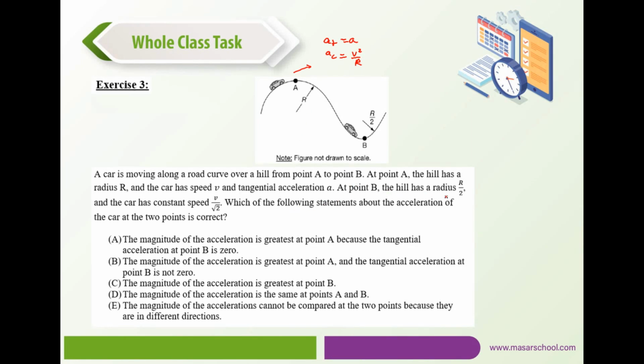Now at point B, the hill has a radius r over 2 and the car has a constant speed v over radical 2. Now because the speed is constant, the tangential acceleration is 0, and the centripetal acceleration would be given by v over radical 2 to the power of 2 divided by r over 2, and that would be v square over 2 divided by r over 2, and that would be v square over r. Although at point B the speed is different and the radius of curvature is different, if you do the factor of change perfectly as I did, you would have that the value of the centripetal acceleration is the same as the point A.